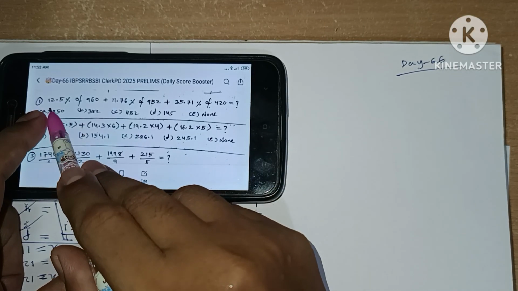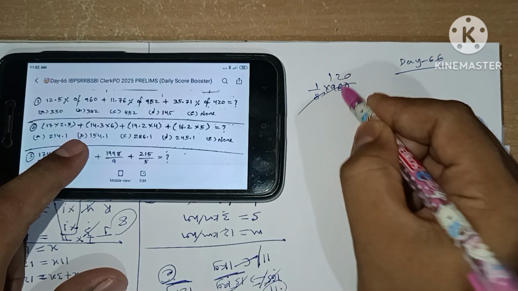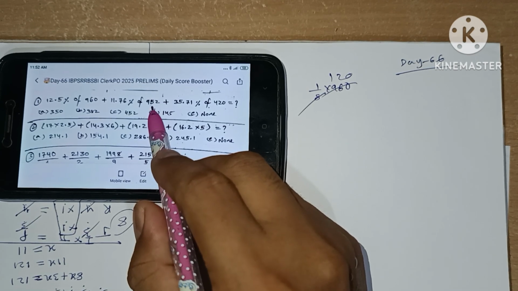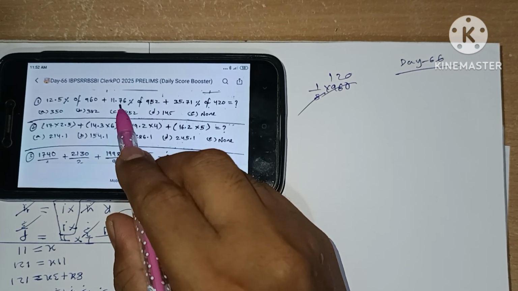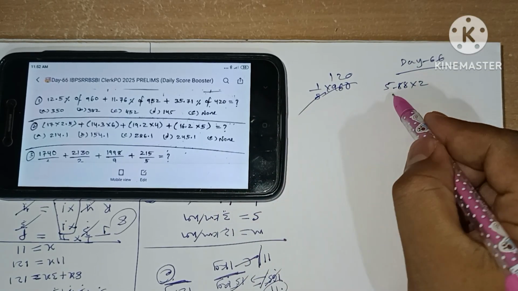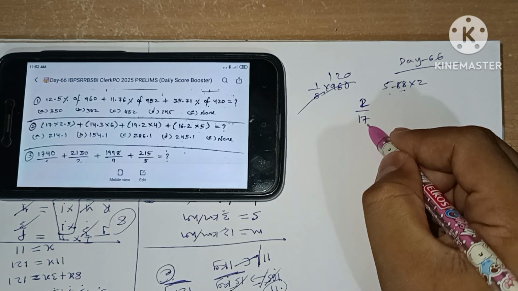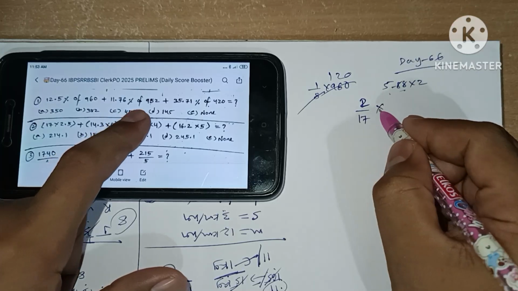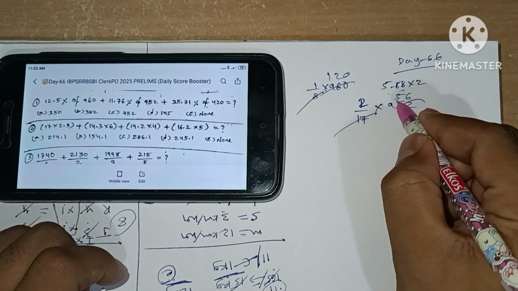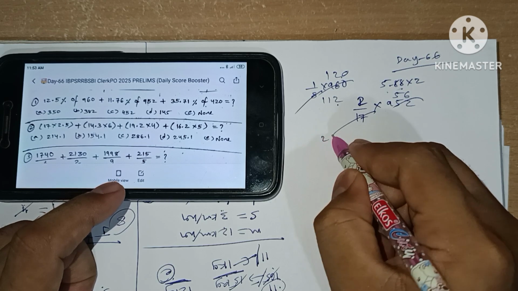First question is 12.5% of 960, which means 1/8 of 960, which will be 120. Next, 11.76% of 952. In 11.76%, I can see 5.88 two times. So 5.88 is nothing but 1 by 17, and two times means 2 by 17 is the fraction value of this one. So 2/17 into 952. 17 5 times 85, 102 means 6 times. 56 2 times will be 112. So 120 plus 112 will be 232.